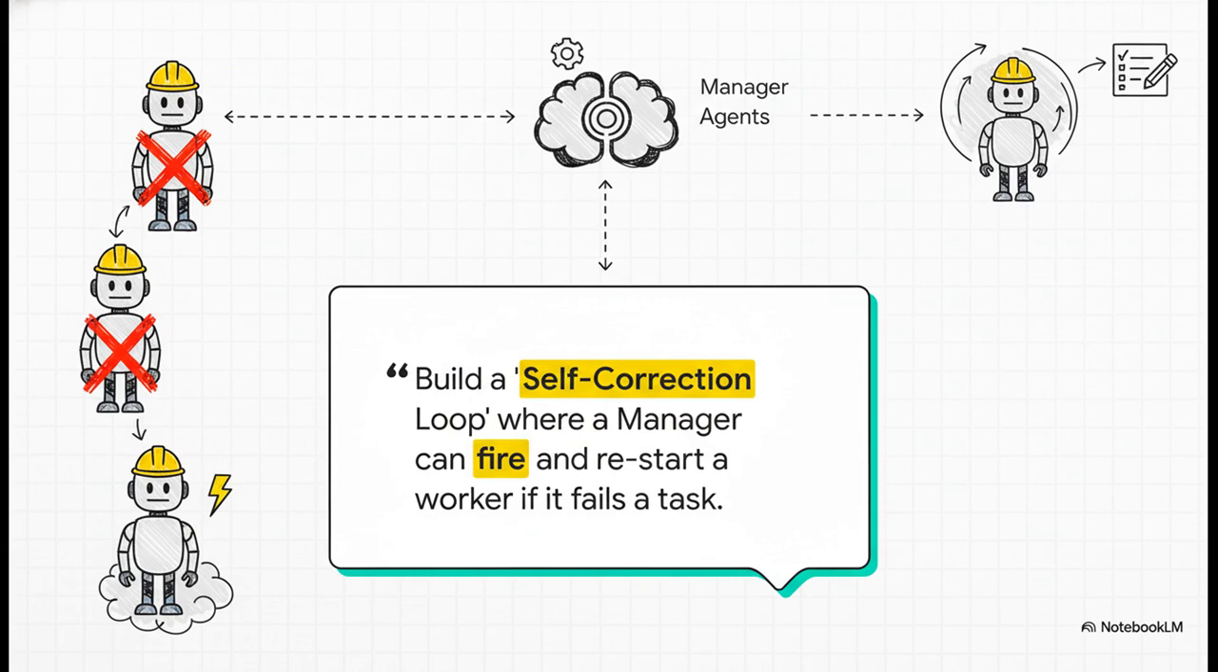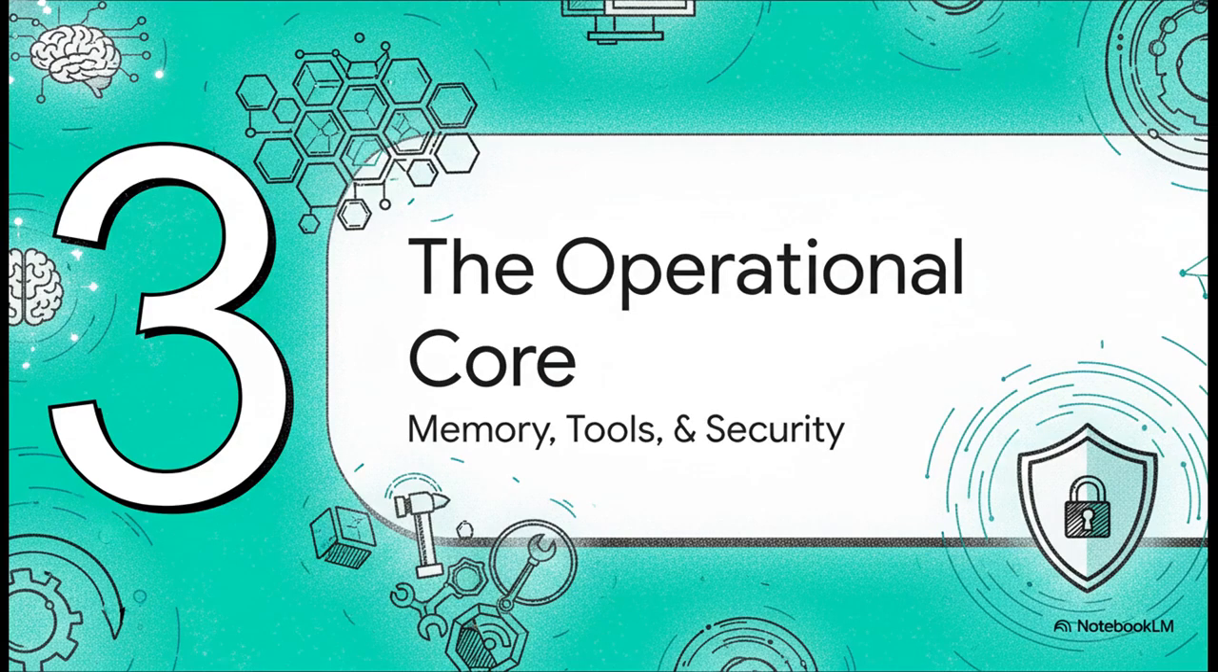And here's where it gets really powerful. You can build in a self-correction loop. So if a worker agent keeps failing a task, let's say 3 times in a row, the manager agent can automatically fire it, spin up a brand new one, and reassign the task. This creates an incredibly resilient, self-healing system. It's a great example of a core principle here. Always be pruning the system to make it better. Okay, so we've got our swarm structured.